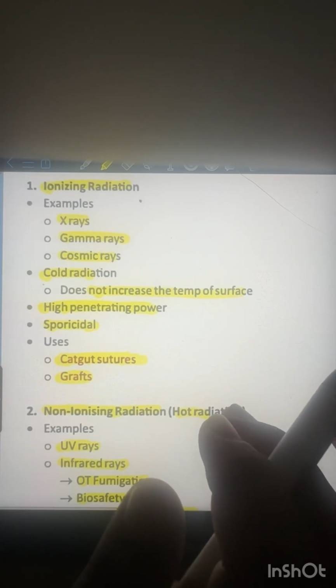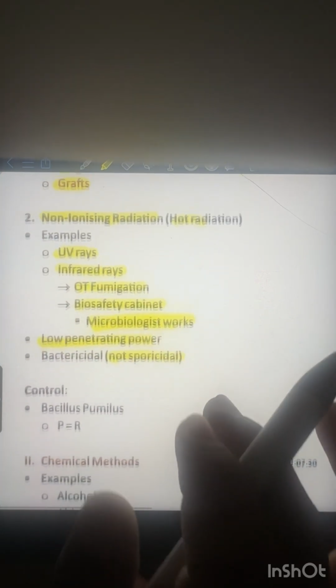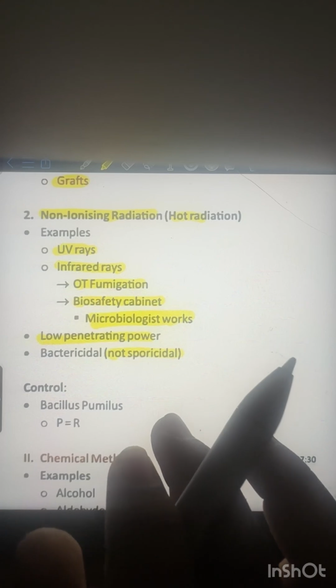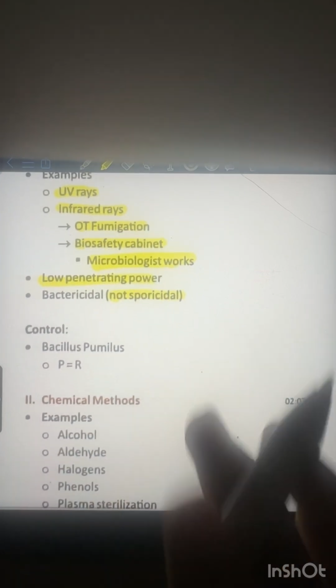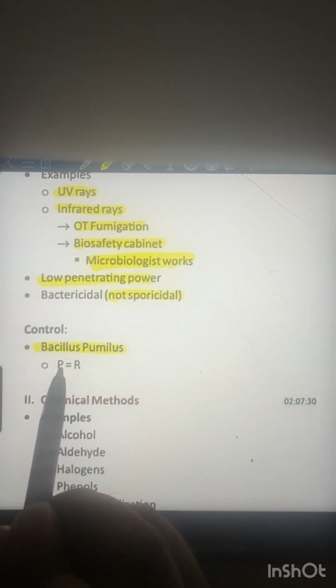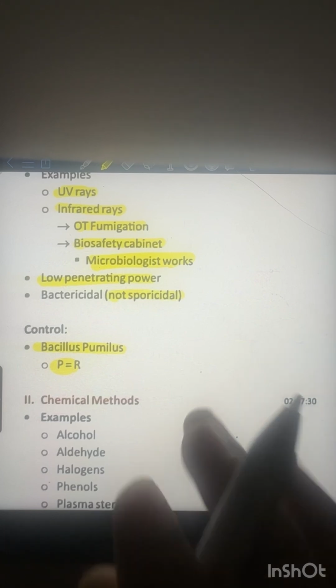Now, simple. The way you write a P is the same way you write an R. So Bacillus pumilus is the control for radiation. The way you write a P is going to be for radiation. Radiation is also done. That means I'm done with all the physical methods. It's a full wrap up.